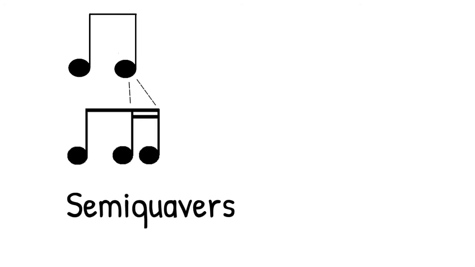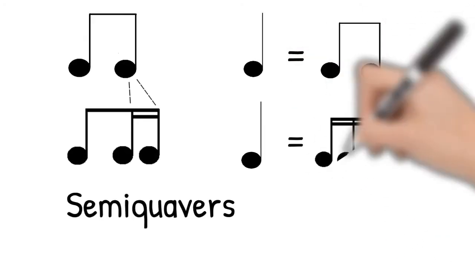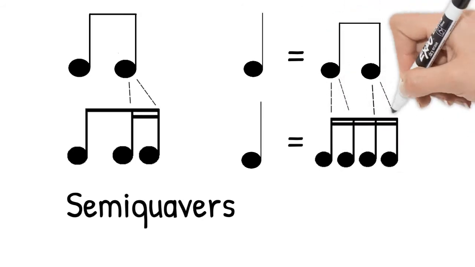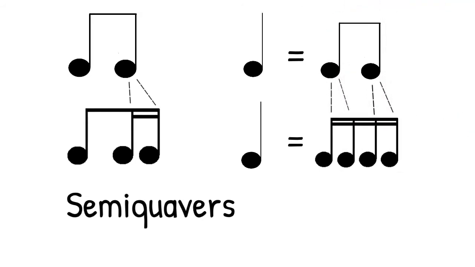Next, let us divide the quaver into two, and we get two semiquavers. From simple mathematics, we can get this equation. In other words, we can divide a crotchet into 4 semiquavers. Let's look at this example of a rhythm of 3 beats in a bar.